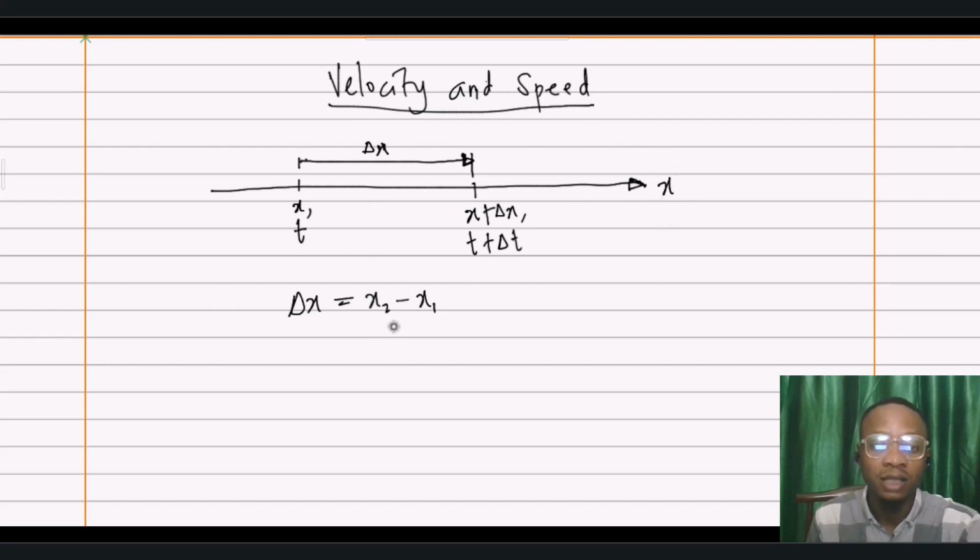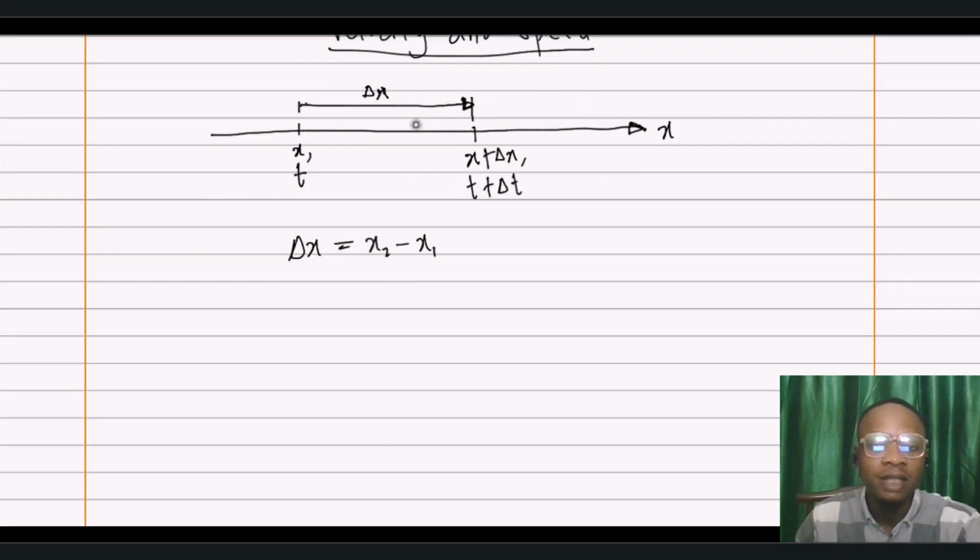And if it happens to be negative, it means that our x2 is less than x1, which is what happens when the body moves to the left. So in the case of rectilinear motion, the sign of delta x tells us the direction of displacement. Okay, so what is meant by velocity and what is meant by speed?